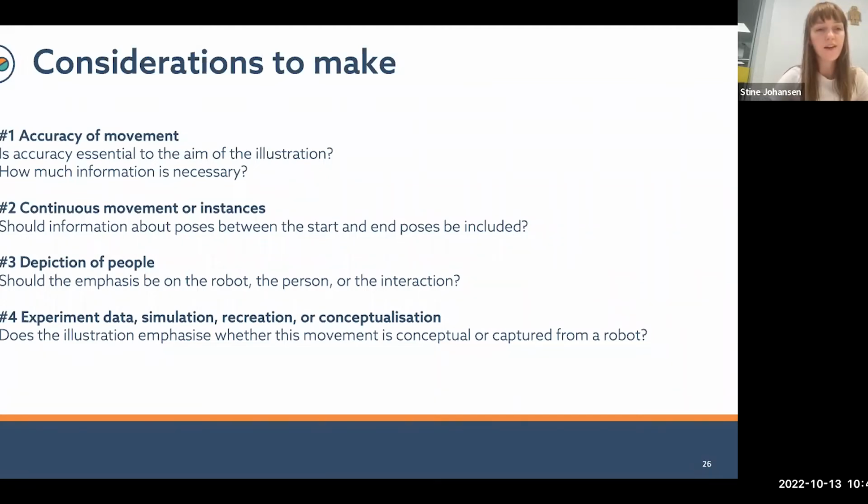And then finally, an important consideration to make is whether the illustration emphasizes if the movement is a simulation, or if it's recreated, if it's only still a conceptualization of a movement, or if it's actually been captured from an experiment.